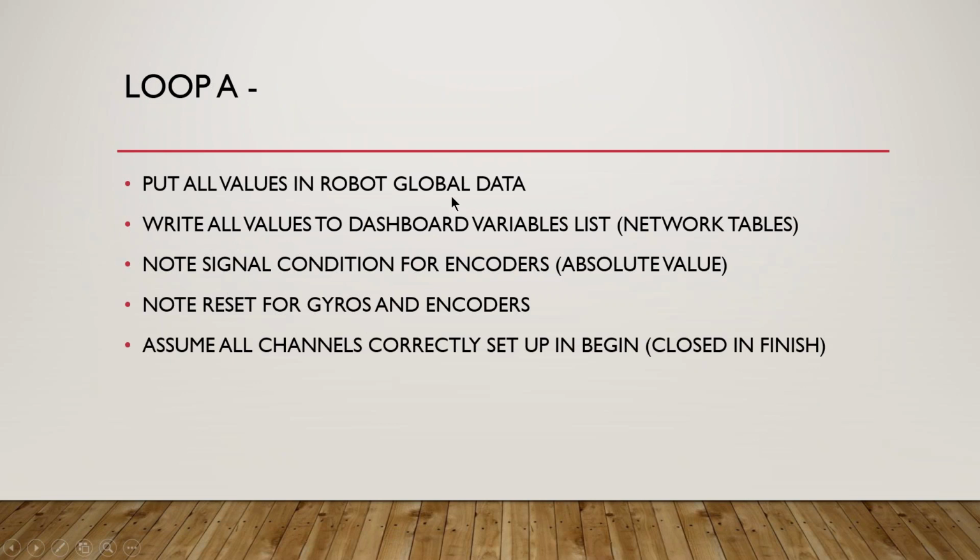So in this session we're going to be specifically focusing on Loop A. And again, watch the use of robot global data. Write all the values as we read them and store them. Write them also to the dashboard list so that we can see them from the driver station. There's some amount of signal conditioning. In this case, we're going to do an absolute value for the encoders. And note that we also use a reset function, for both gyros and encoders, that can later be switched between manual and the autonomous control. I'm assuming that all channels have been set up correctly in begin, close, and finish.